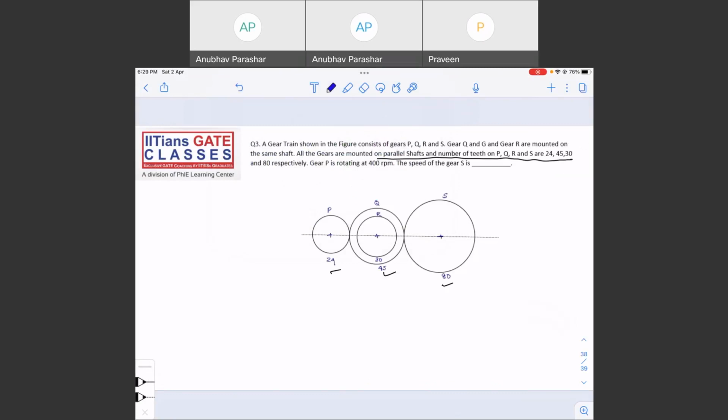Non-stop. So a gear train is shown in the figure, and the teeth are given. Gear P is rotating at 400 RPM. So N, the rotation of gear P, is equal to 400 RPM. Very easy, right? The speed of gear S is being asked. Very easy to do.